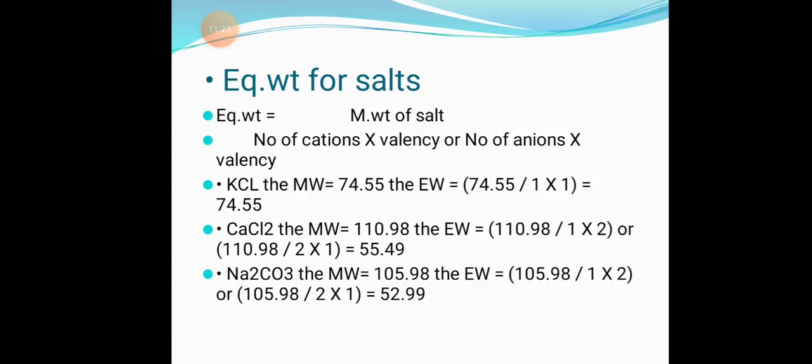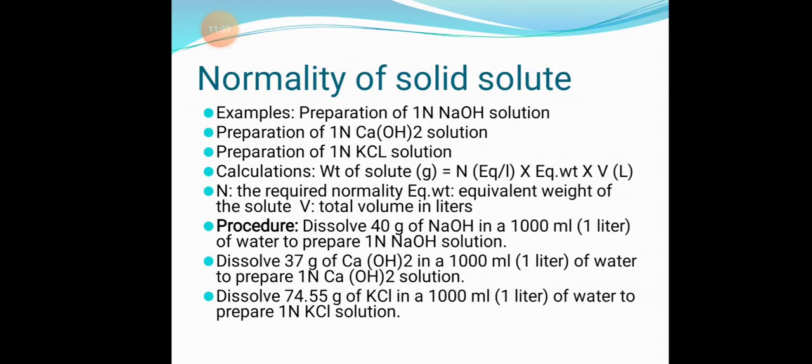Na2CO3, the molecular weight 105.98, the equivalent weight 105.98 by 1 into 2, or 105.98 by 2 into 1, that is equal to 52.99. Normality of solid solute. Examples: preparation of one normal solution, preparation of one normal Ca(OH)2 taken twice solution, preparation of one normal KCl solution. Calculations: weight of solute in grams is equal to normality into equivalent weight into V in liters, where N is the required normality, equivalent weight of the solute, V total final volume in liters.